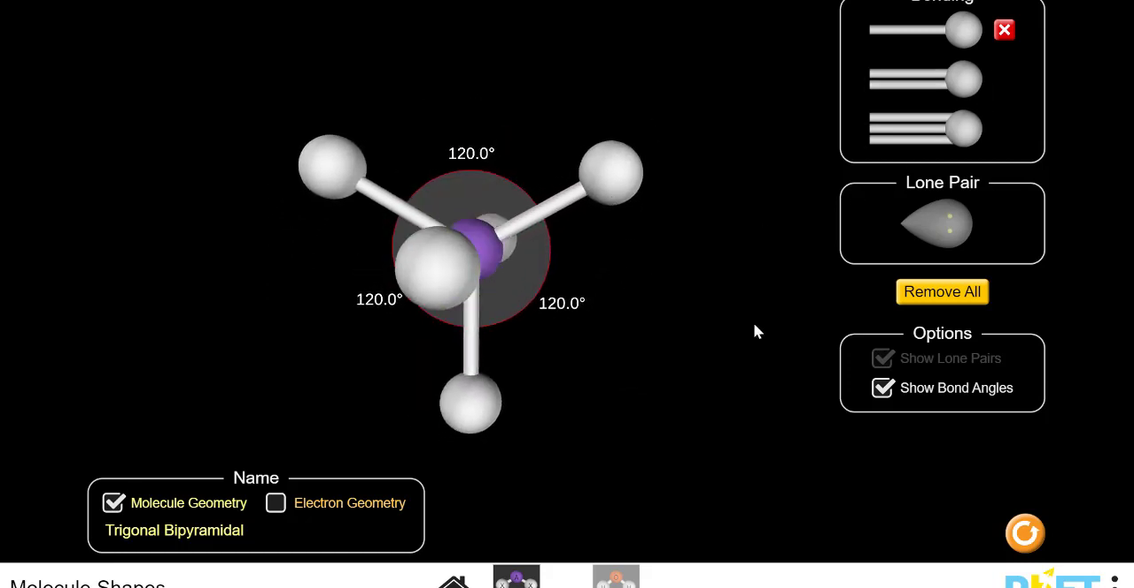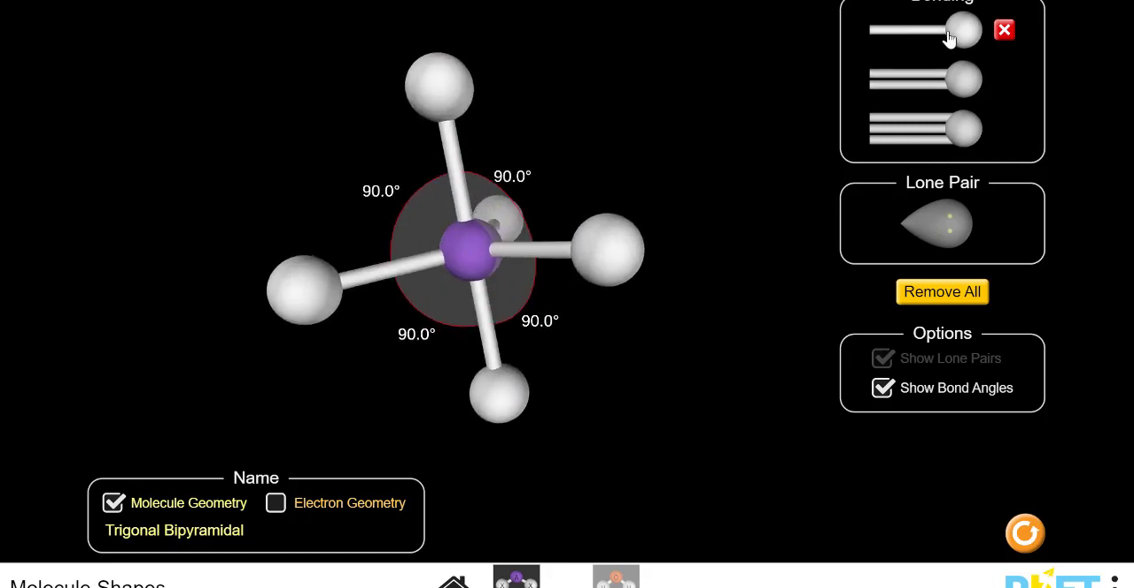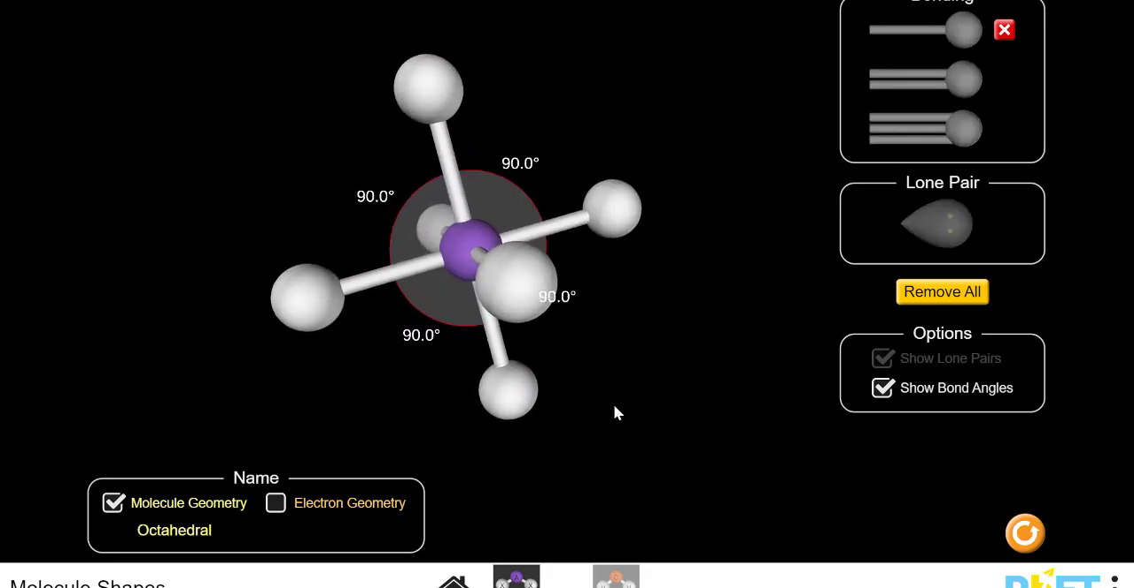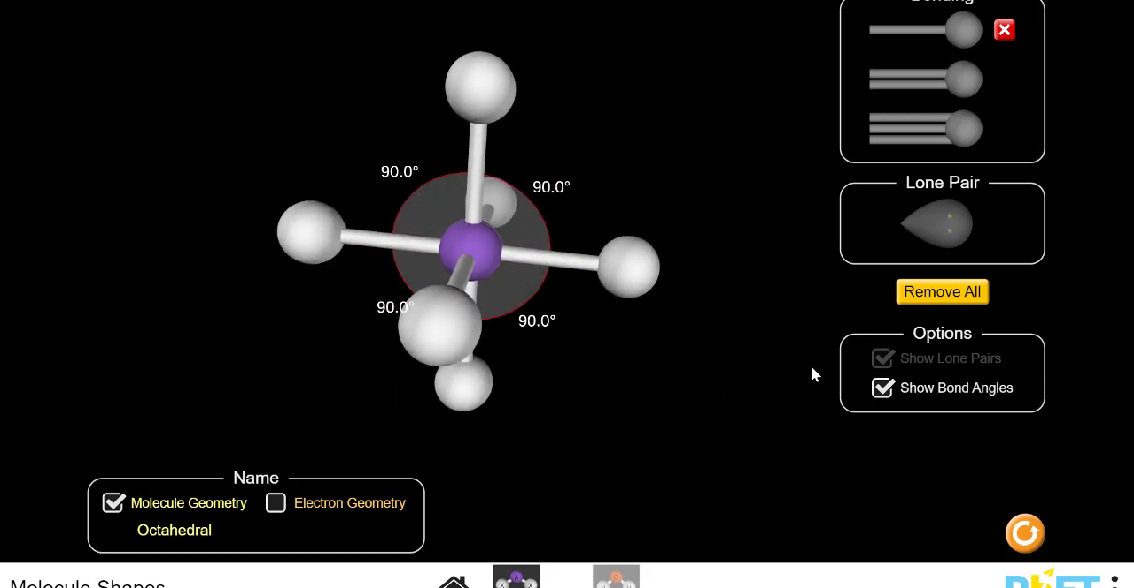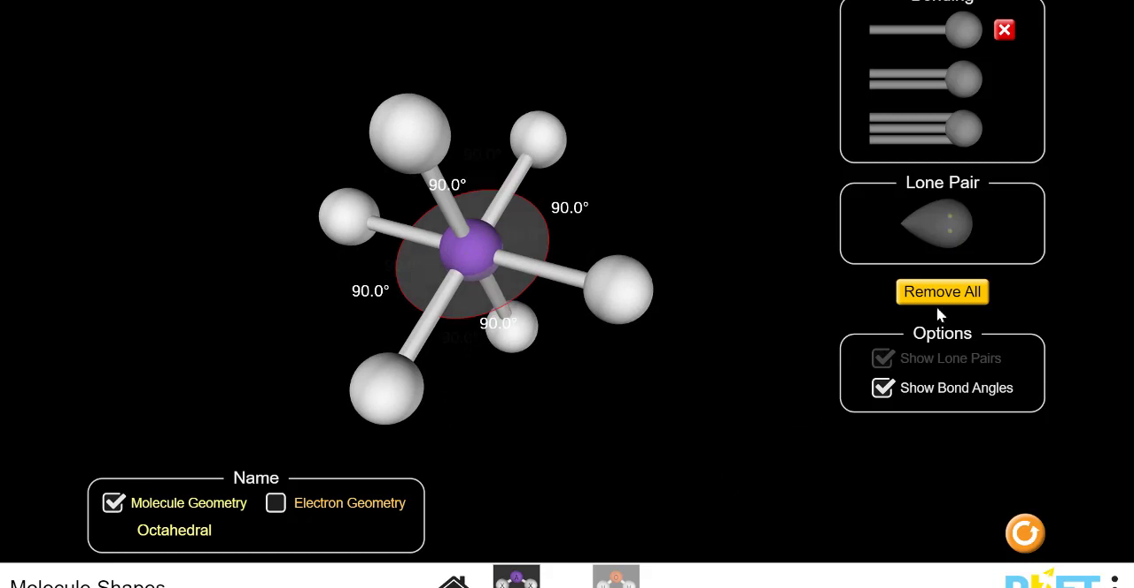Perfect. What else are we missing? We can tack another one of these on there. What is this shape? That's our octahedron. That's the really high symmetry. 6 bonds, 6 charge clouds. Let's see, are we missing anything?